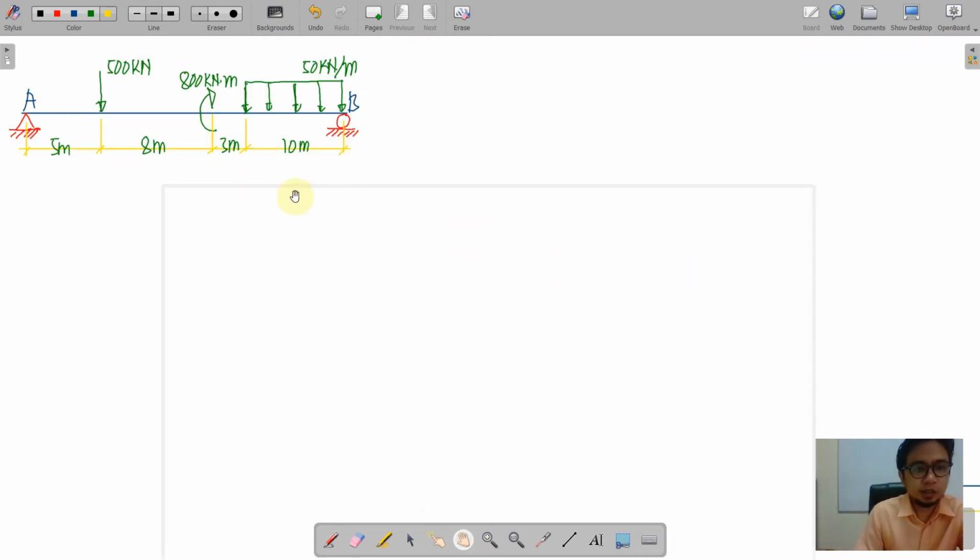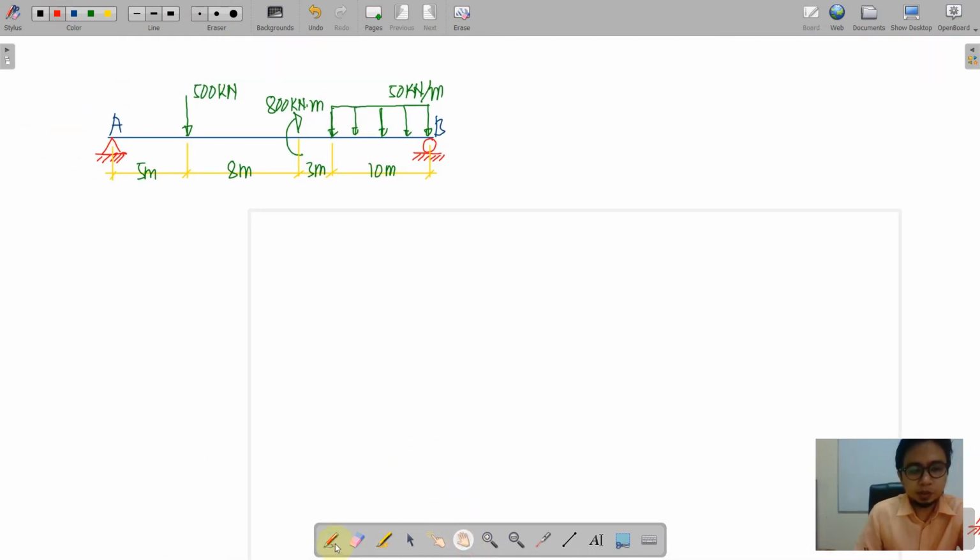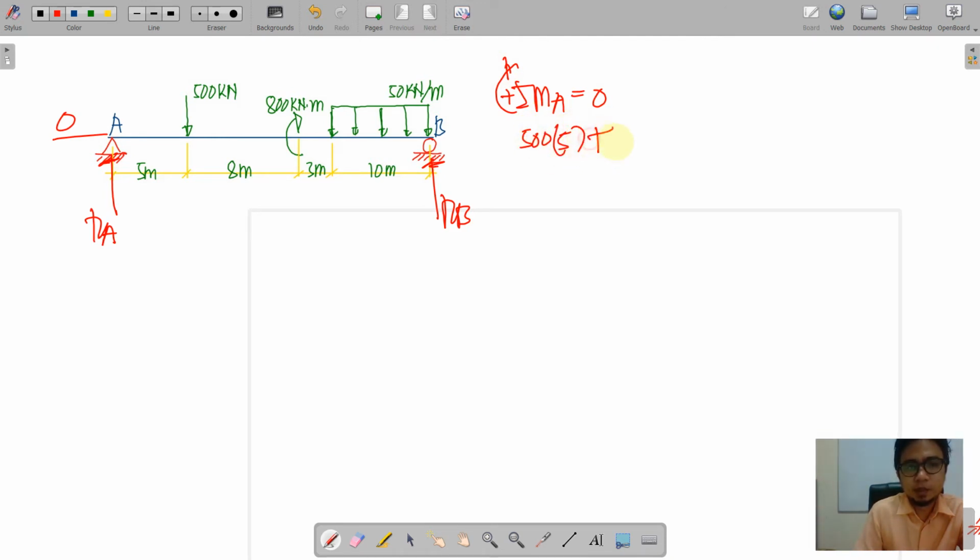Okay, moving on to this next problem. Again, we are going to establish its free body diagram. So first, a horizontal force here is 0. This is RA, and this is RB. So we take moments at A is equal to 0. We have 500 times 5 plus 800.